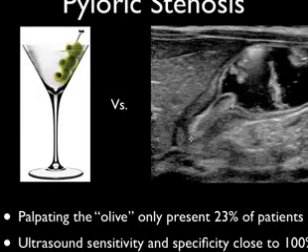Now, on physical exam, it's historically shown that you want to palpate the olive, and basically you push around on the abdomen trying to feel this thing right here, which is this stenotic hypertrophied pyloric valve. And actually, palpating the olive was only shown to be present in about 23% of patients, whereas ultrasound has very good test characteristics to pick up pyloric stenosis.